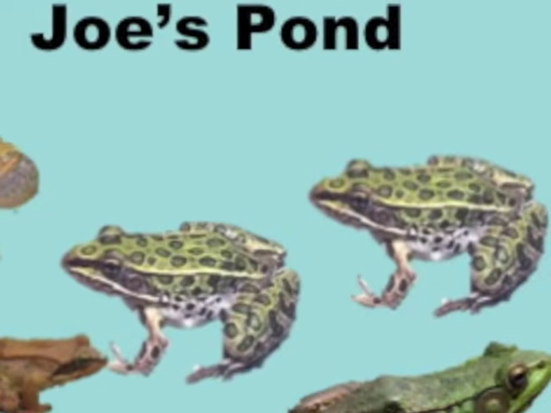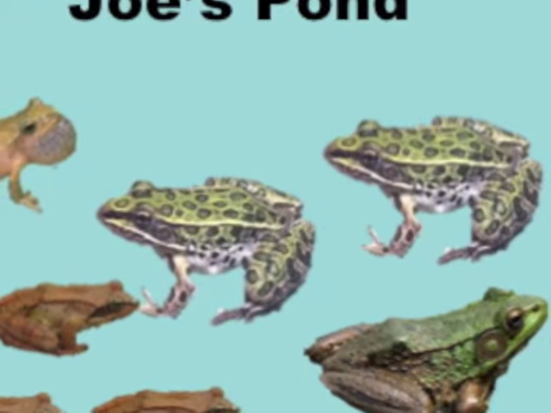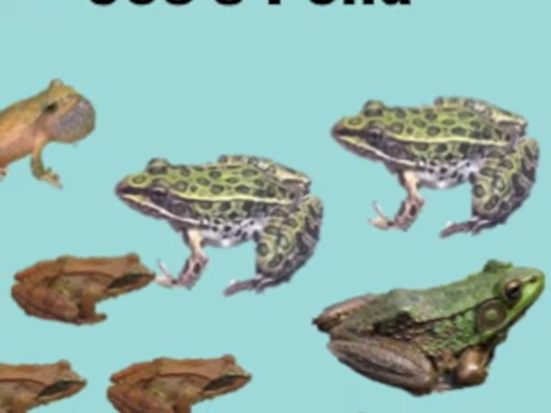Biodiversity can be measured on many different scales of space. Almost always when people say biodiversity, they're talking about species diversity. Just like when we're looking at Joe's pond and Amy's pond, we're counting the number of frogs in the pond.